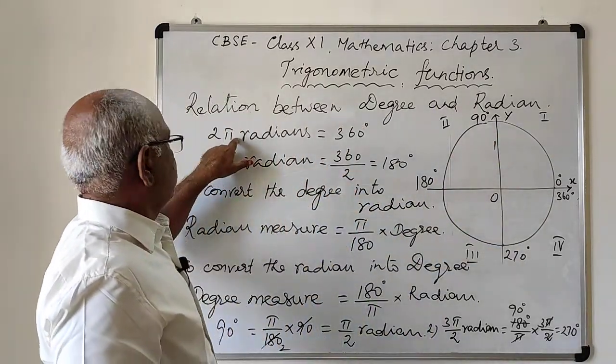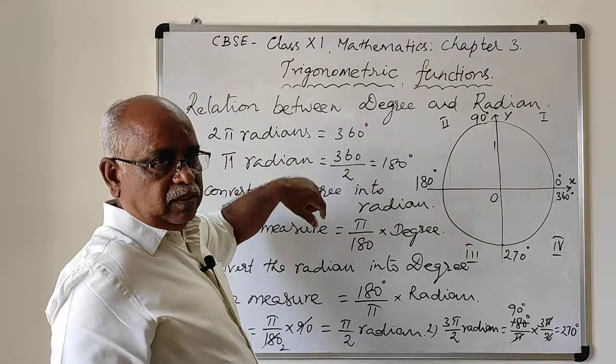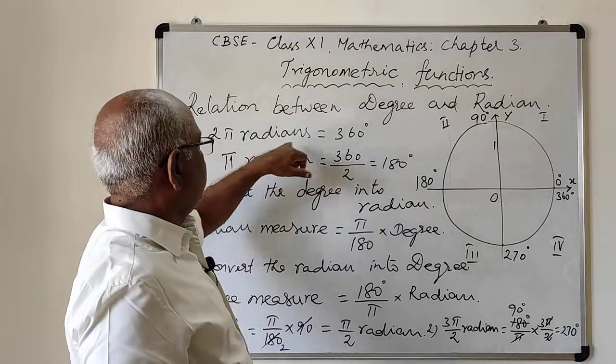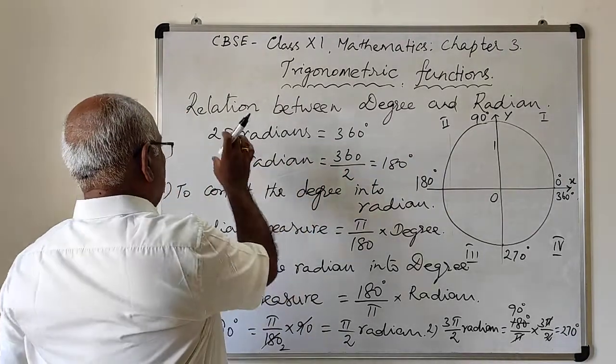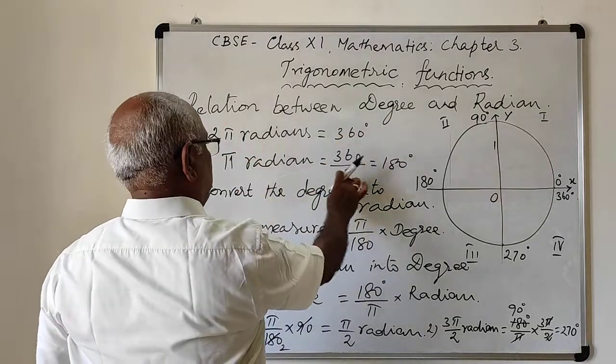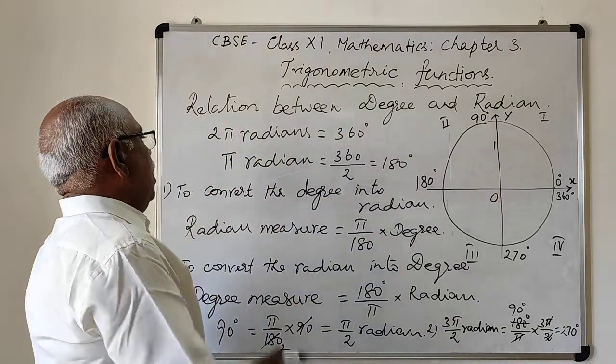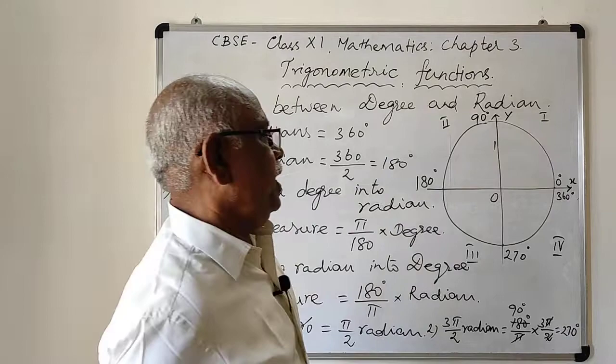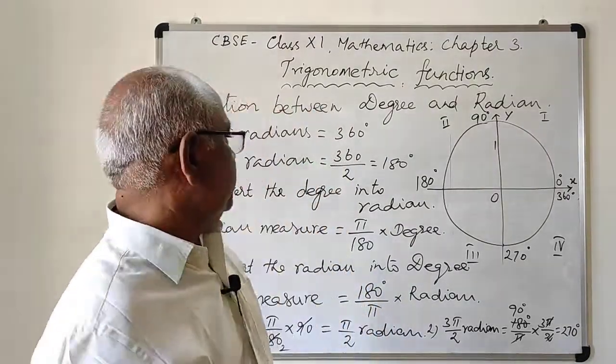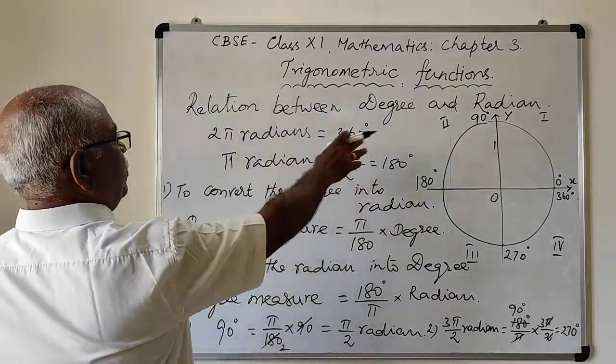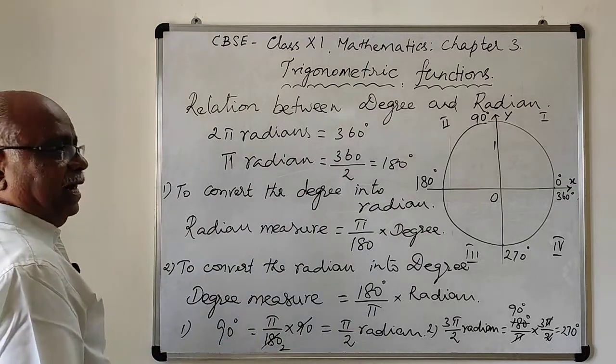R is 1 unit, therefore 2 pi r is the circumference. R is 1, therefore 2 pi radians is equal to 360 degree. Therefore, pi radians is equal to 360 divided by 2, that is 180 degree. Pi radians is equal to 180 degrees, and 2 pi radians is equal to 360 degrees. That is the relation between degrees and radian.